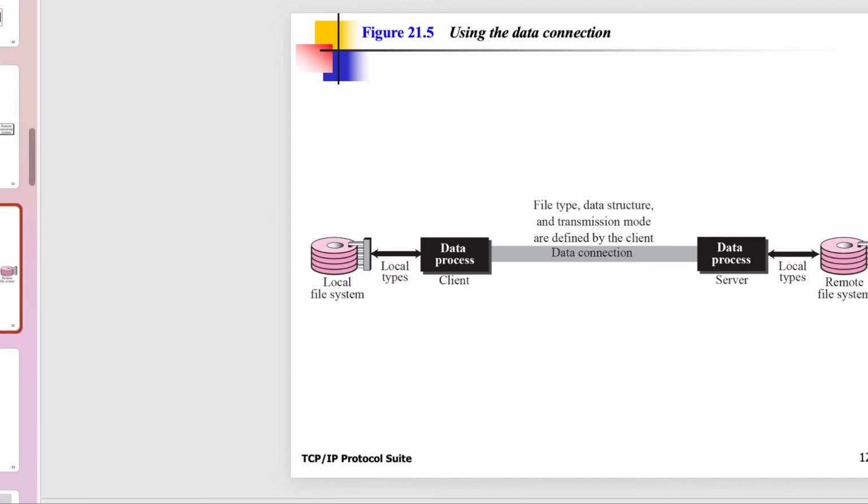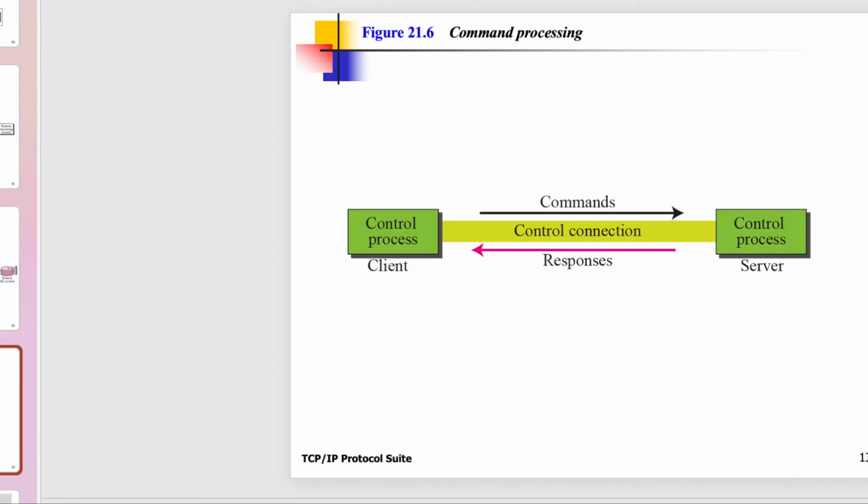Command processing: FTP uses the control connection to establish a communication between the client control process and the server control process. During this communication, the commands are sent from the client to the server and the responses are sent from the server to the client.